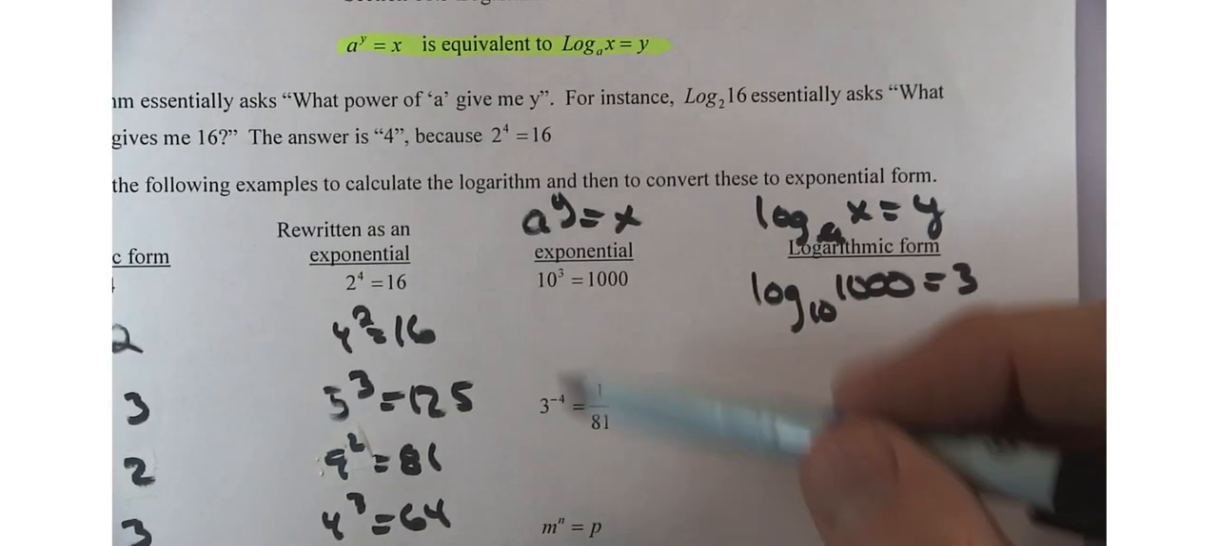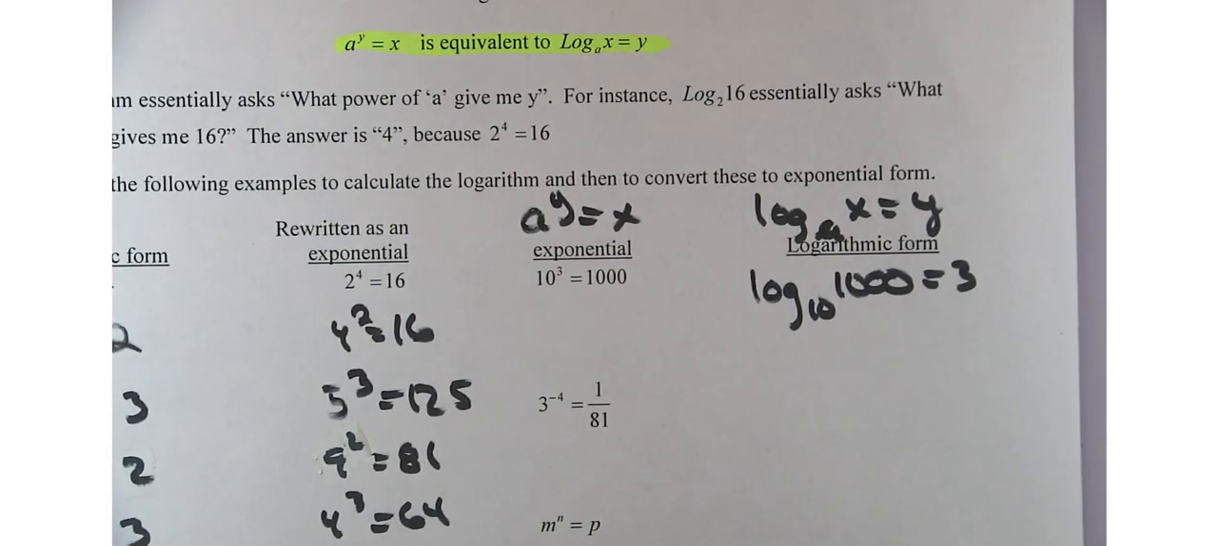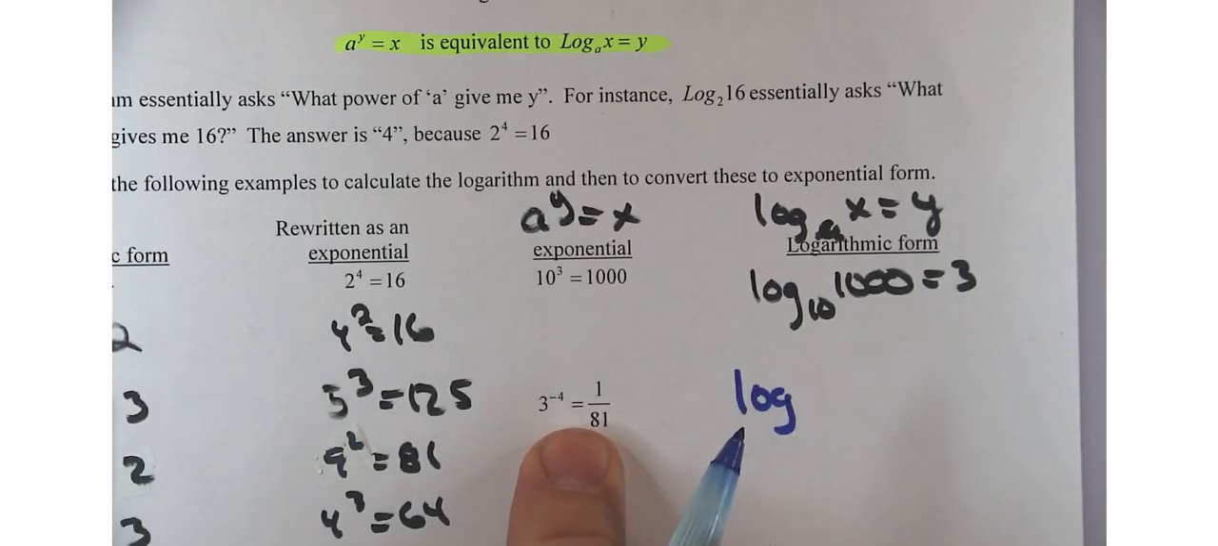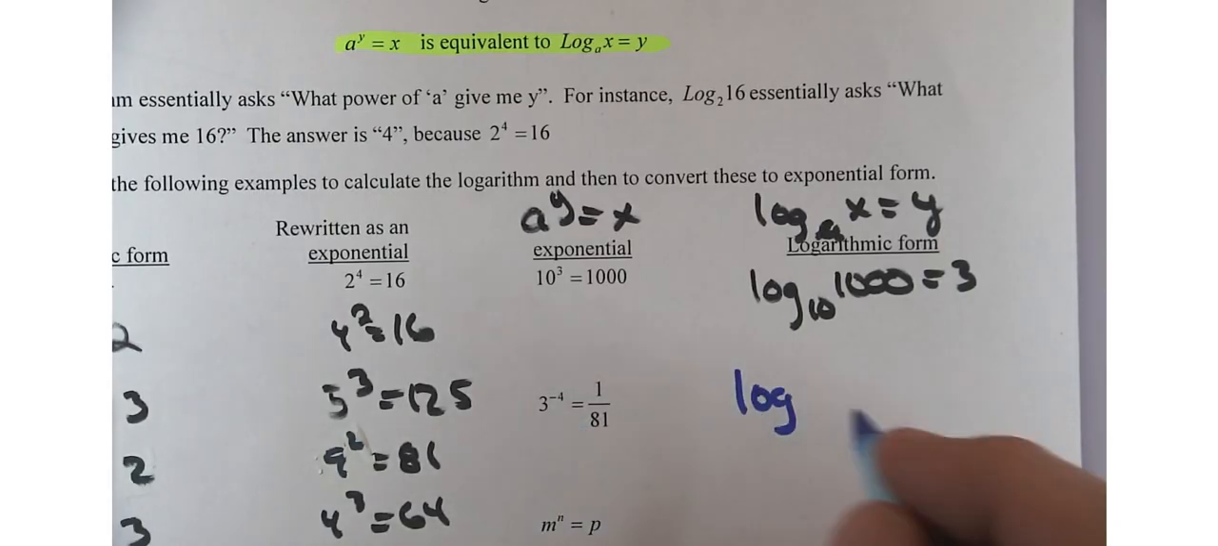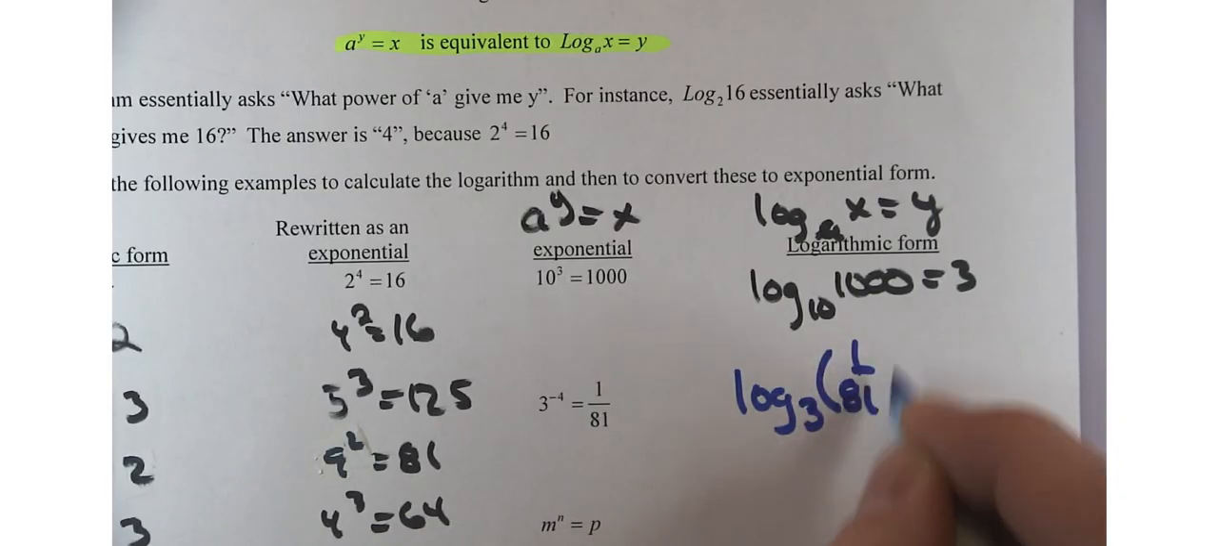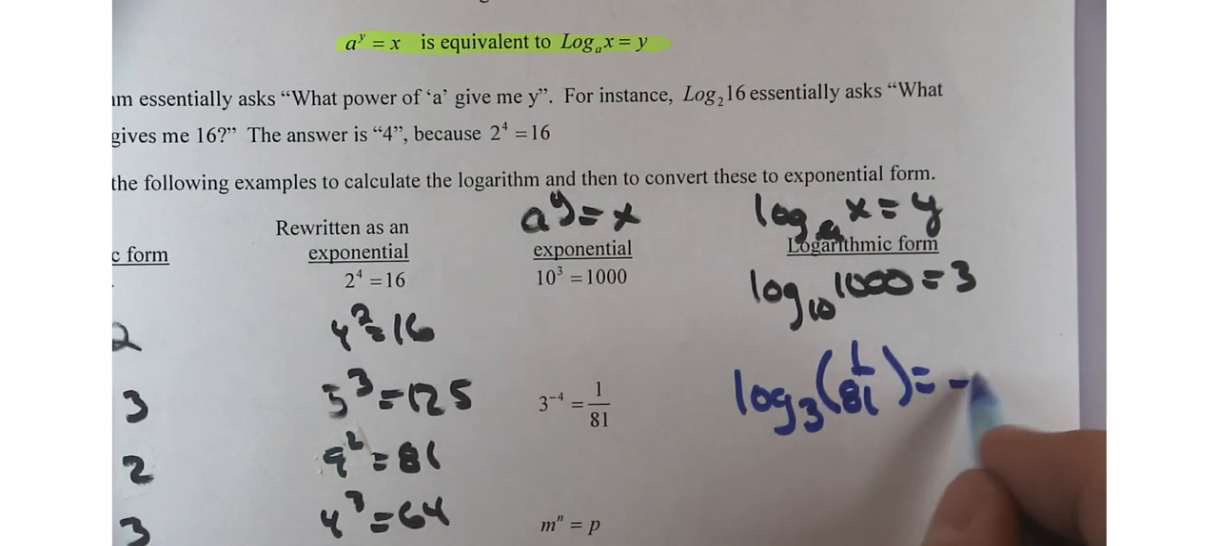Now that kind of work gets a little bit more challenging as you move down the list of problems, but it's more or less the same. What base logarithm am I going to take down here? Log base 3 of 1 over 81 equals -4.